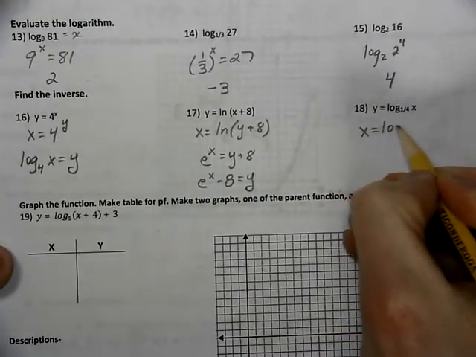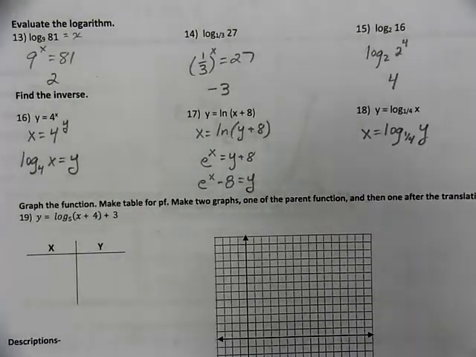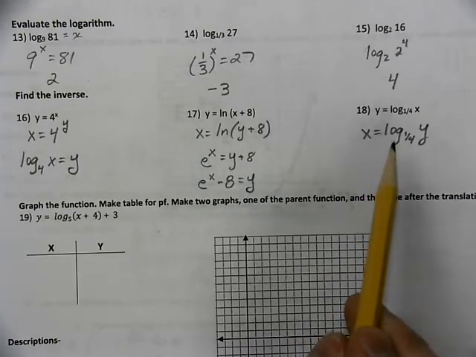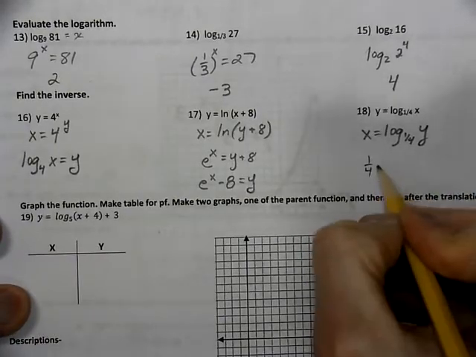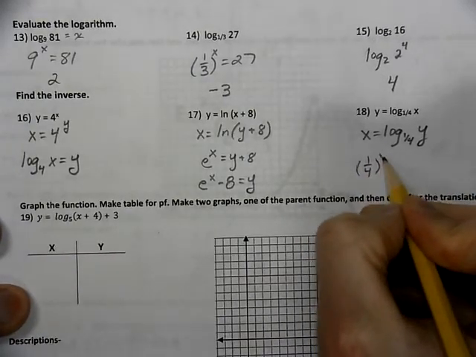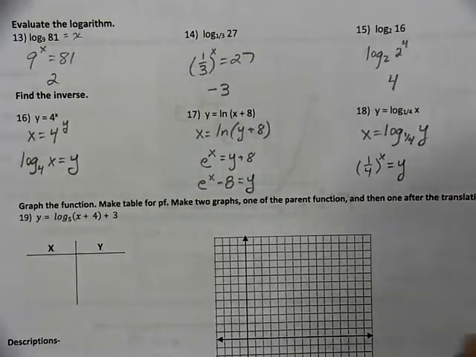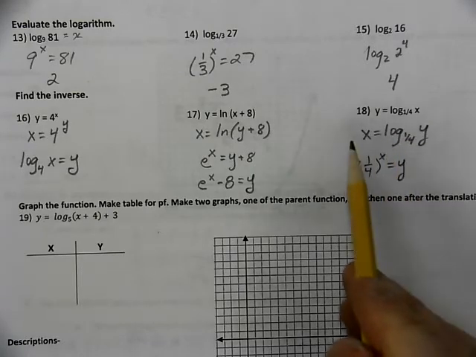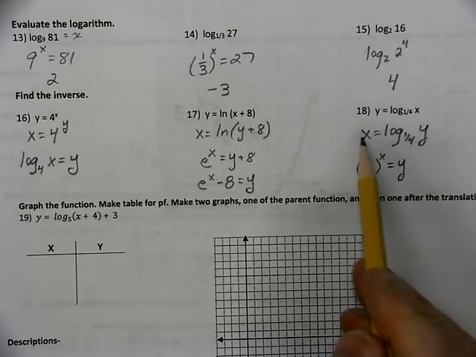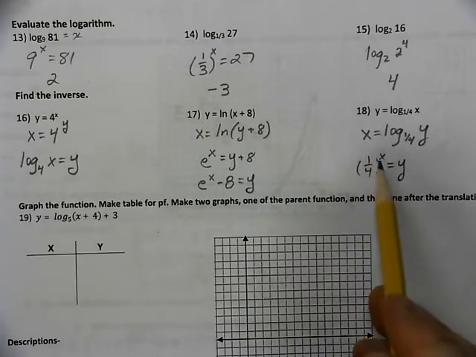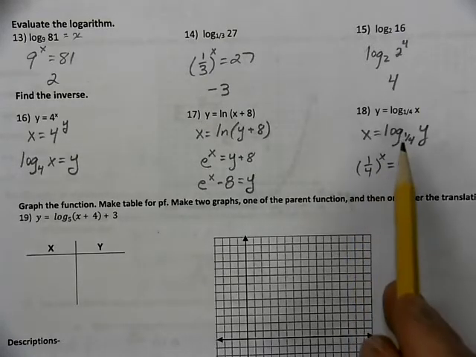Start by switching your x and the y. This is currently a logarithm, so its inverse is going to be exponential. So we take the base, we take the exponent, and it equals y. Remember, the logarithm always equals the exponent. So since the log of base 4 of y equals x, we know that x is the exponent for 1/4.